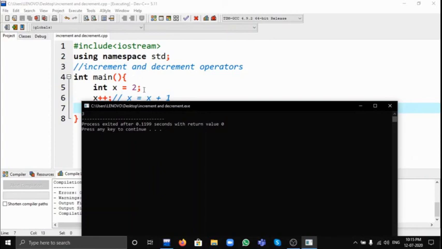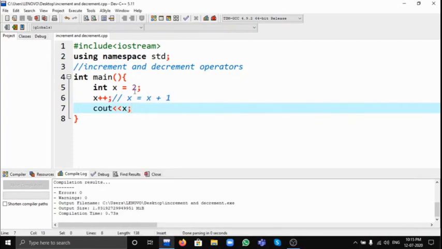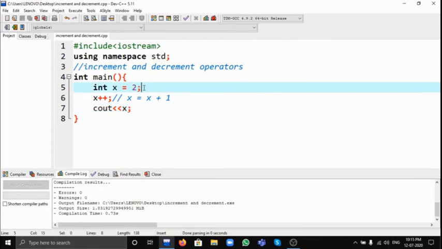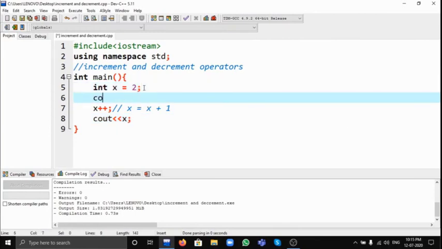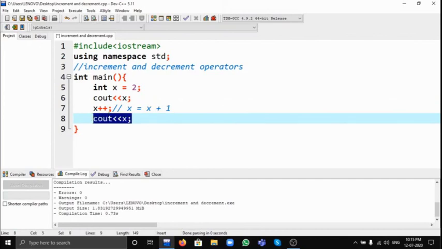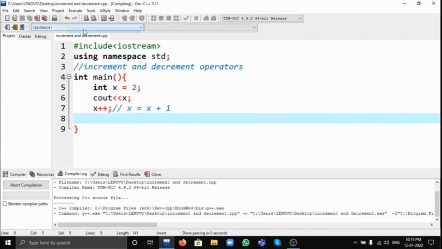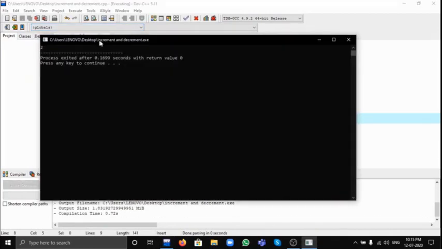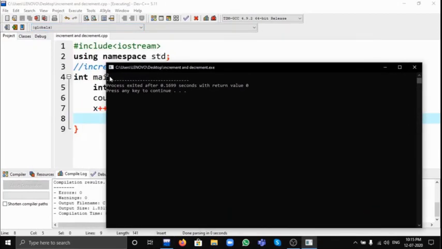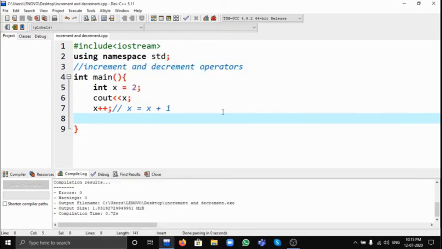The value of x was initially 2. After we incremented, it became 3. Now, in order to be satisfied with this answer, I'll try to print the value before I increment, okay? cout x, all right? Now I'll erase this one. Now let's compile and see. See, now the value is 2. It's not 3. So we are quite satisfied, right?